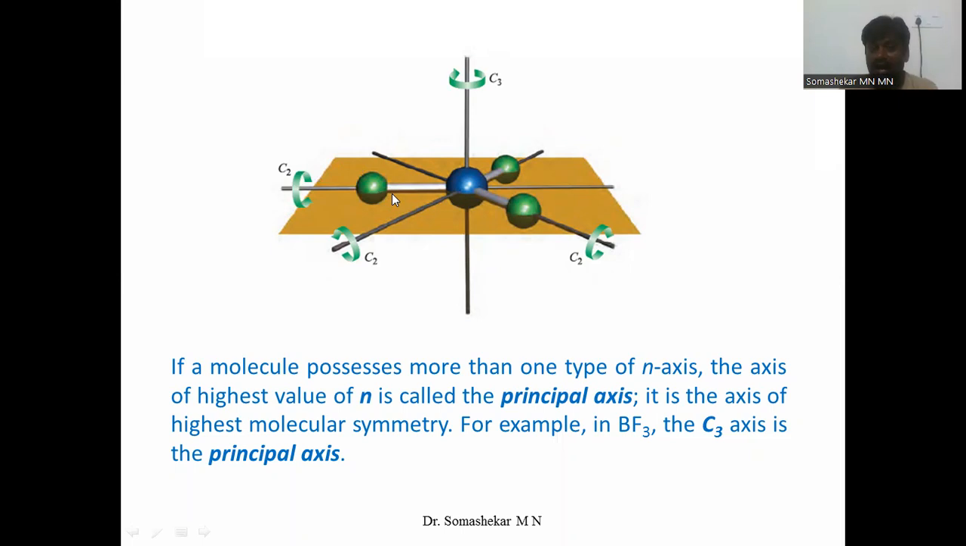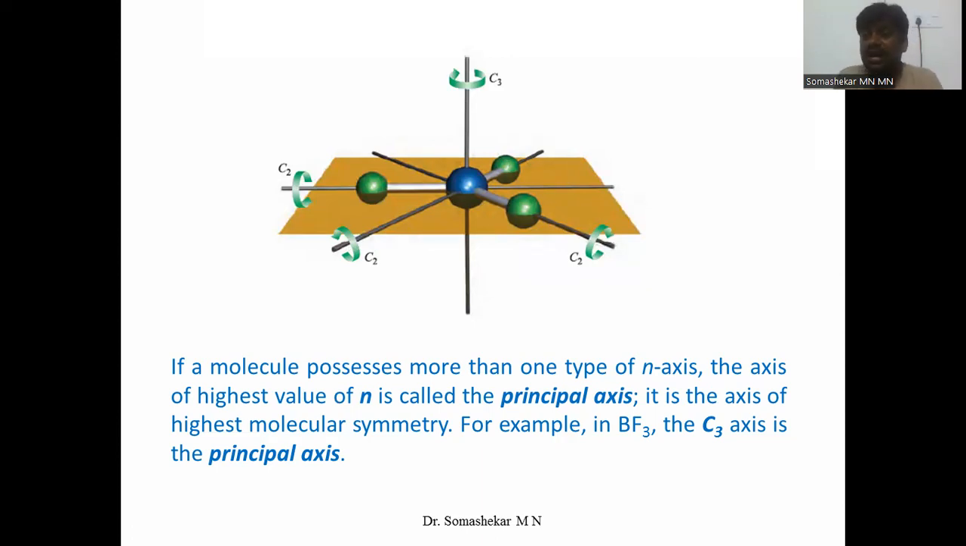Or along this axis, you rotate the molecule by 180 degrees. C2 means 180, right? You rotate the molecule by 180, and you will get an indistinguishable molecule. In the same way, I will pass one more axis along this boron and this fluorine. Again, you get the same result, one more C2. One more axis I am passing through the third fluorine and the boron atom, one more C2. That means we have three C2 axes present in this BF3 molecule.